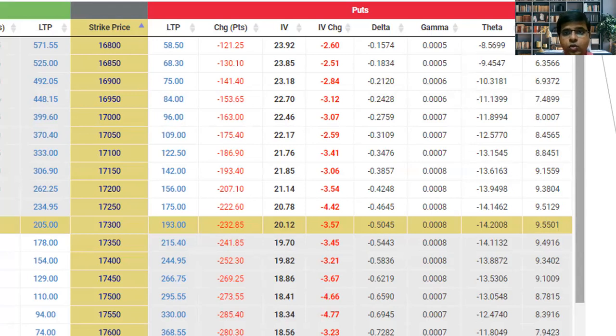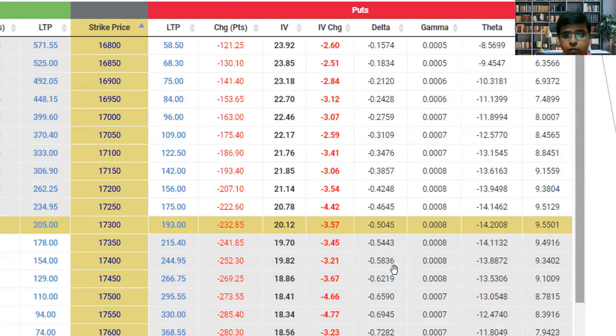And you can also see the delta of all the put options is negative. You can see the minus sign at the beginning of all the deltas. In this case also you can see 17,300, which is the ATM strike price. For this put option strike, the delta is almost close to 0.5.